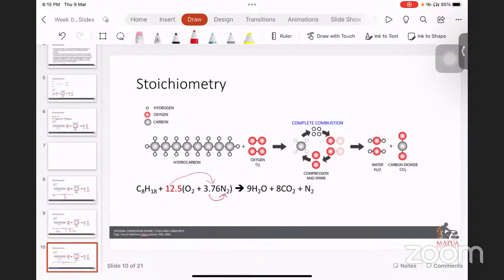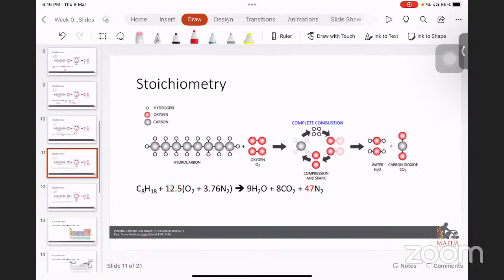Yung N2 natin, ihanap lang ng calculator siya. Okay. Calculate. 12.5 times 3.76 times 2, 94. Oops, 94 N2 pala siya divided by 2. So 94 divided by 2 is equal to 47. So doon nangyari yun. Kaya 47 siya.